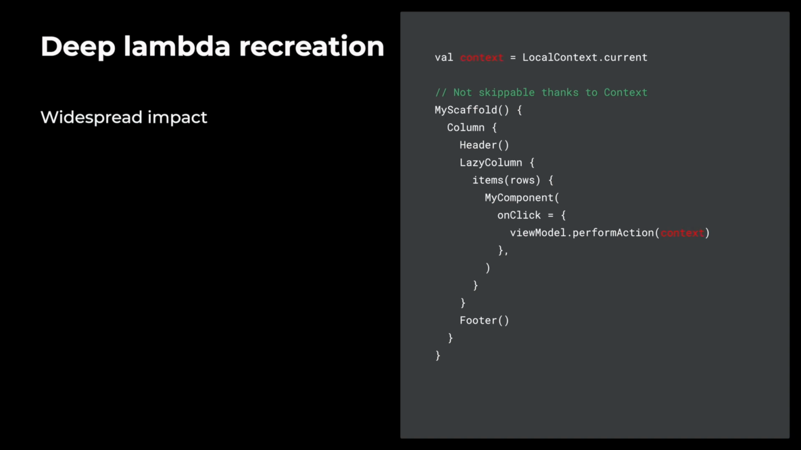How does context get from there to here? Well, look at all those lambdas. It means that every lambda has to capture context to pass it to the next one. So if that scaffold line enters recomposition, that whole thing has to be recreated, which is pretty silly because context didn't even change anyways, so really nothing should have happened.